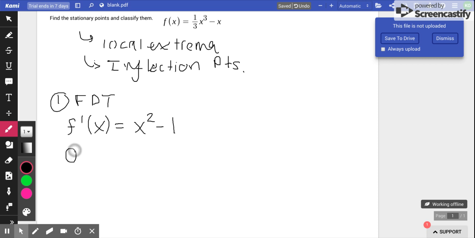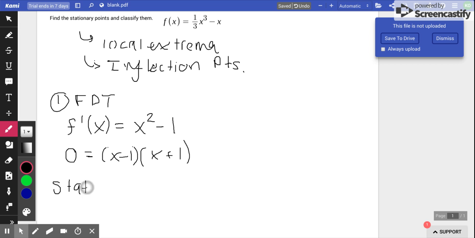Now you want to find out when this derivative is equal to 0 because that's when your stationary points happen. This happens to be factoring very nicely, giving us 2 stationary points. So my stationary points will happen when x equals +1 and -1.